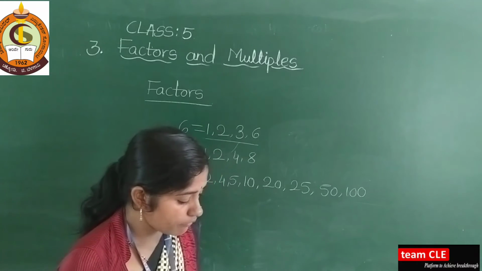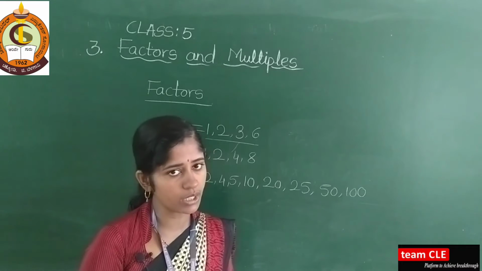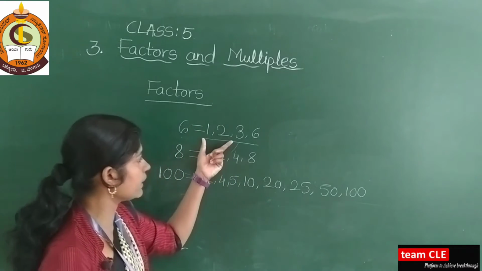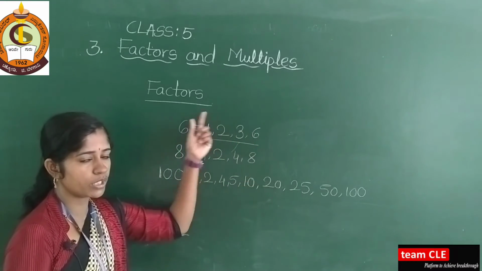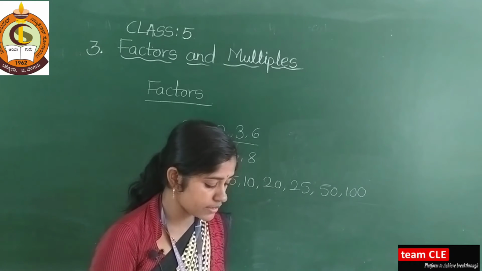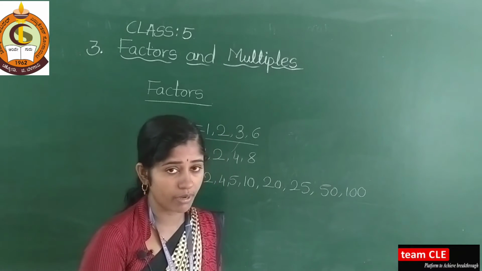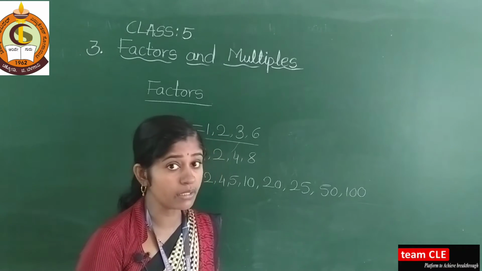Next, a factor of a number is always less than or equal to the number. Every number except 1 has at least 2 factors, and the factors of a number are finite.